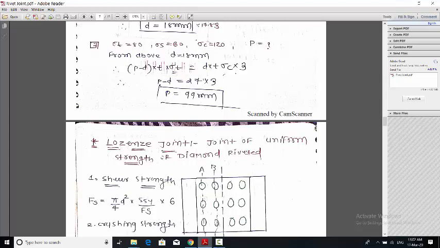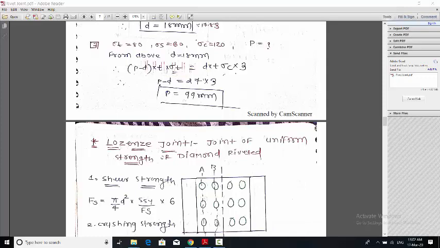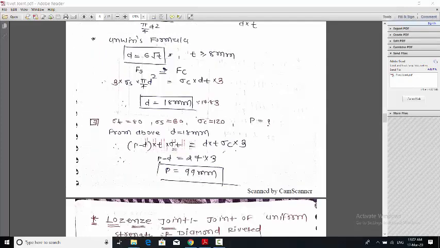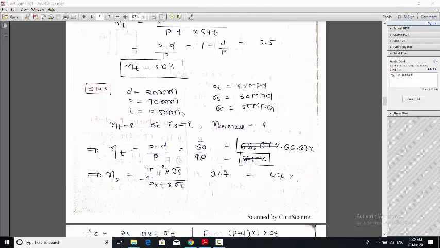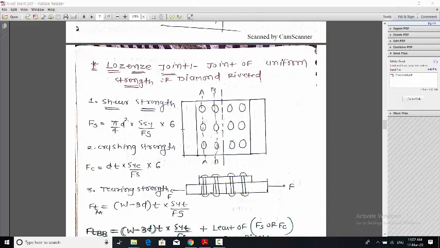So these are some related numericals with respect to riveted joints and how we can find out the efficiency of a riveted joint. One more thing is known as the lozenge joint. You must know about the lozenge joint. What is a lozenge joint?